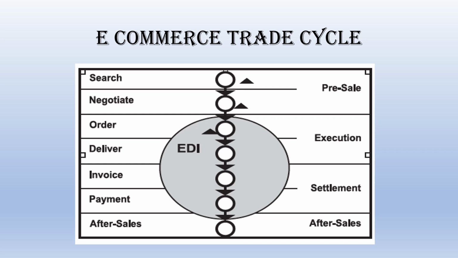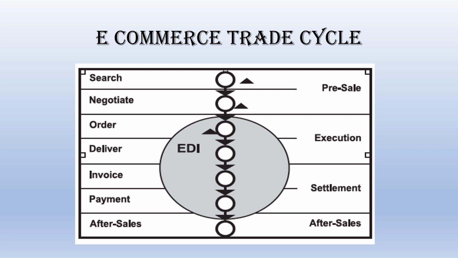So in the first phase, the customer first searches for the product he wants on the website. Then he searches for a cheaper price for the same product. If the product is the same and some other vendors sell it at a different price, then the customer will negotiate and get the cheaper price for the same product. This is the pre-sale phase.